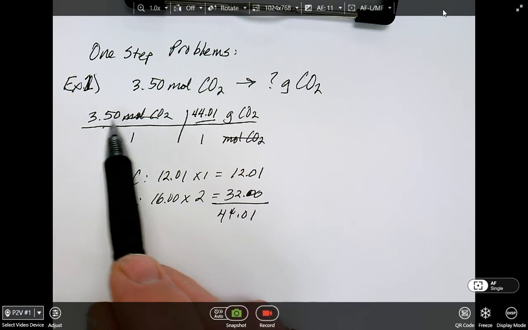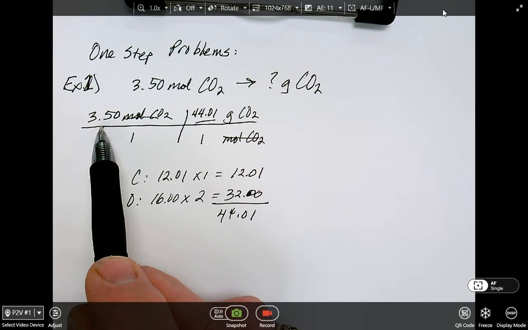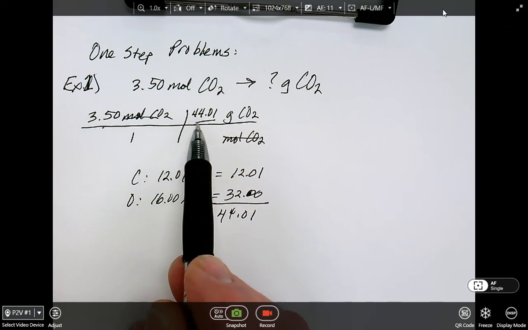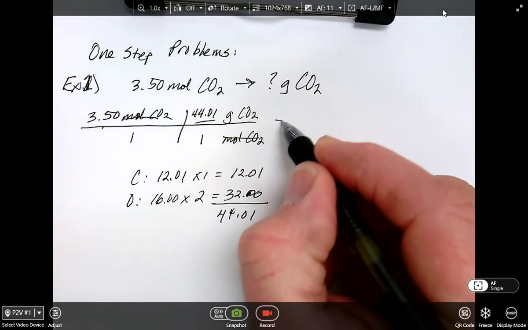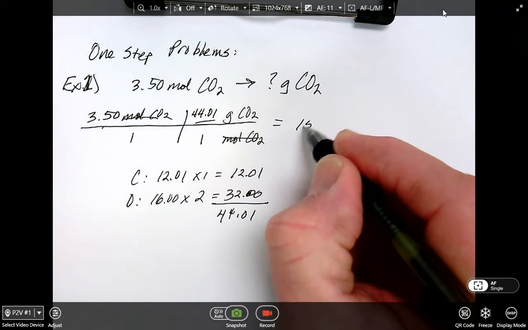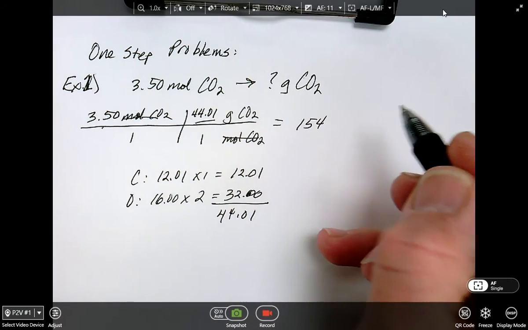So 3.5 in your calculator, punch in. If you don't have a calculator, pause the video and get your calculator out. It's 3.5 times 44.0. And when we get that answer, we're going to round it off to just 2 decimal places. So we're going to put 154.